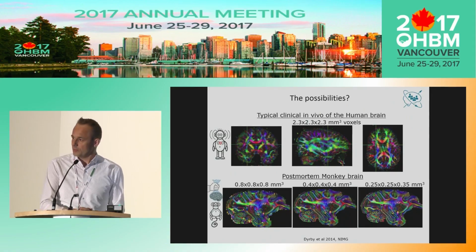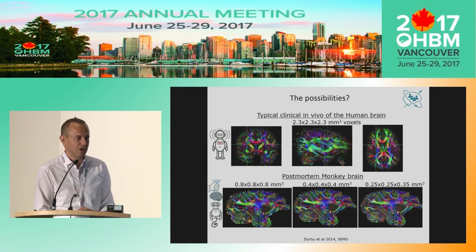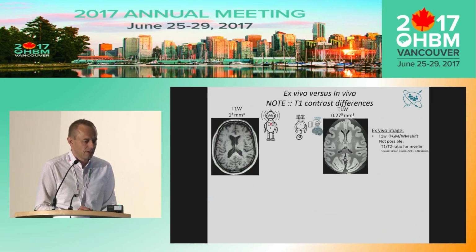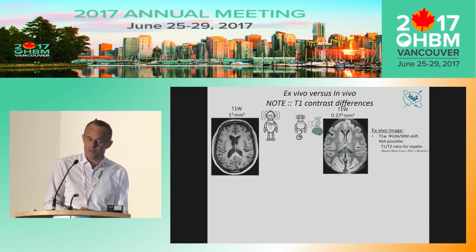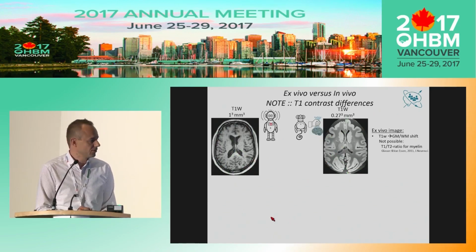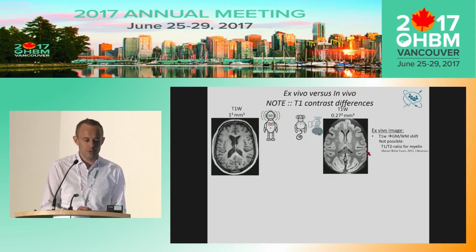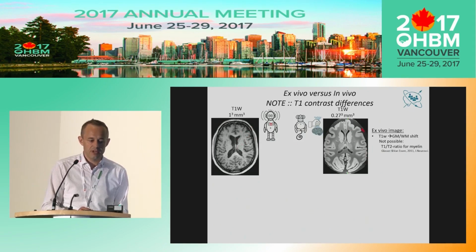Of course, the scan time takes a bit longer, but who cares? We have the time, we just want to have high quality and want to prove something that we cannot see in vivo. There's one thing that we need to be aware of. I know this is a talk about diffusion, but we also need to have a look at the T1 contrast. In T1 weighted images in vivo, we know that white matter is white and gray matter is gray. But we have a shift in ex vivo. So here the white matter is gray and the gray matter is white.